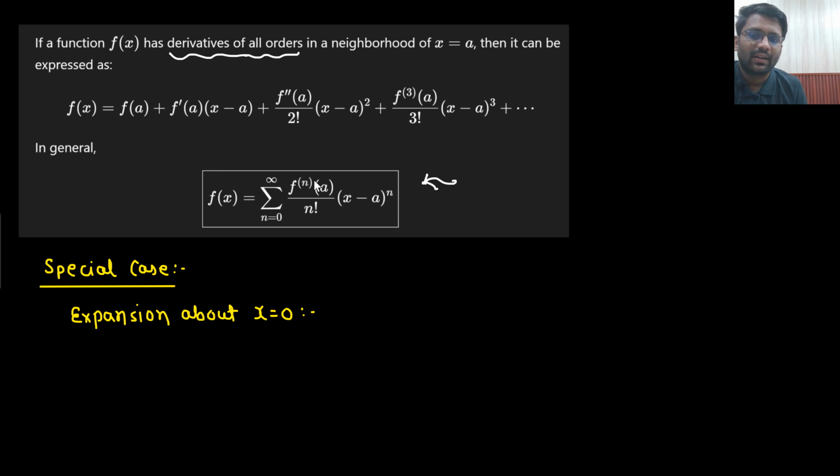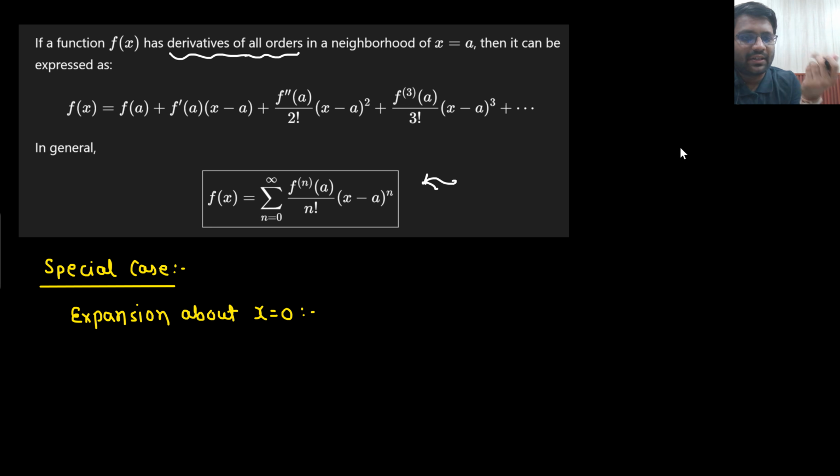So this expression you will get. Then put n equals 1, so f dash a divided by 1 factorial, x minus a to the power 1. Then f double dash a divided by 2 factorial, x minus a to the power 2. Then f triple dash a divided by 3 factorial, x minus a to the power 3, and so on. This generalized expression you don't need to remember, you need to remember this particular expression, that this is how it would be represented.